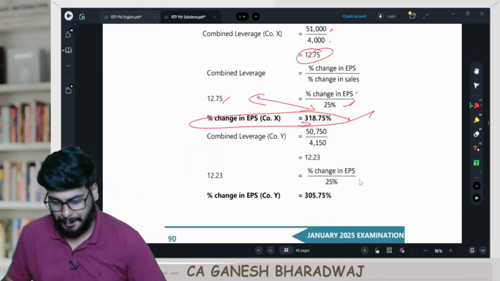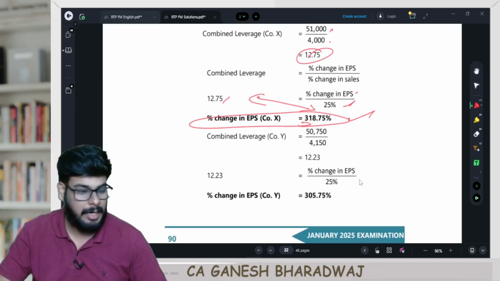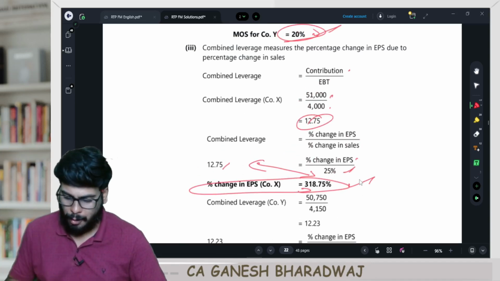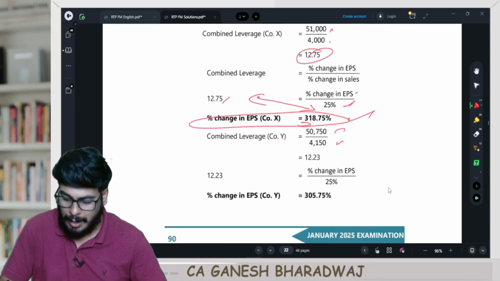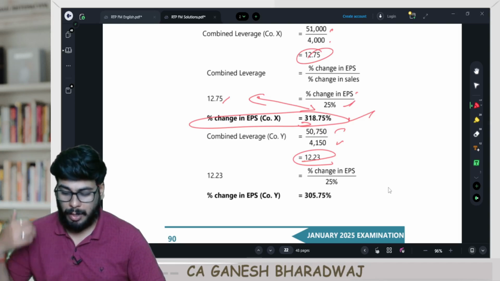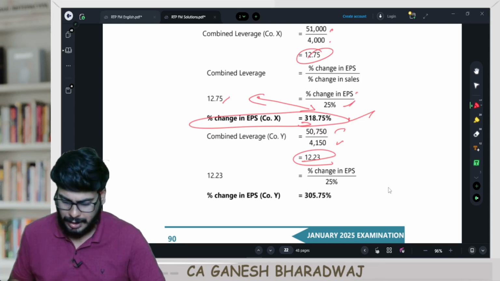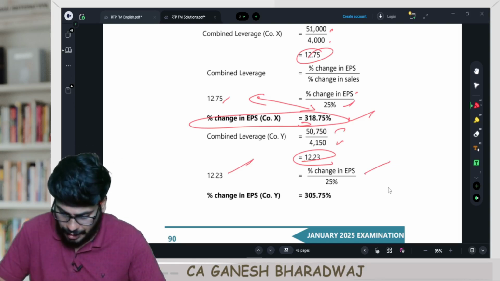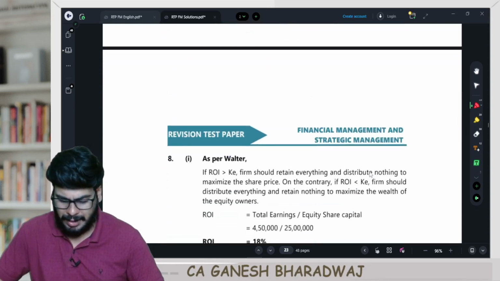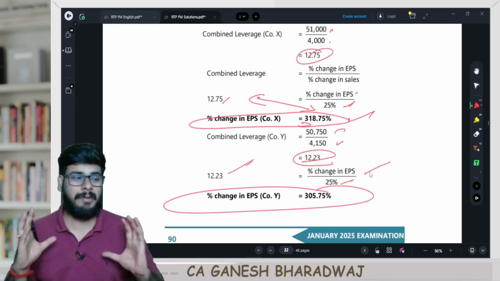Similarly, for company Y, what's going to be the combined leverage? So combined leverage is going to be, once again, the same formula that you need to follow. Contribution upon EBT, these two figures are there. You get 12.23 times, right? And the other formula for combined leverage is going to be what? Percentage change in EPS upon percentage change in sales. So 12.23 is equal to percentage change in EPS that we now need to calculate divided by 25%. Company Y is going to be 305.75%. As simple as that. So with that, we've completed this question.